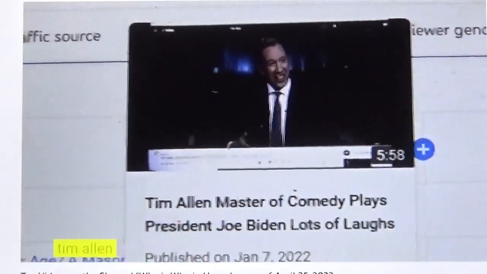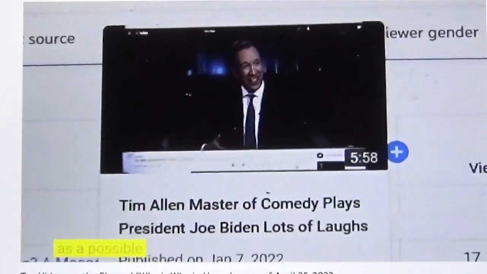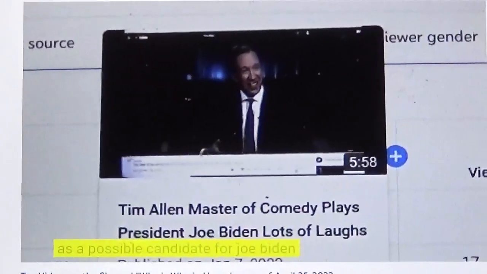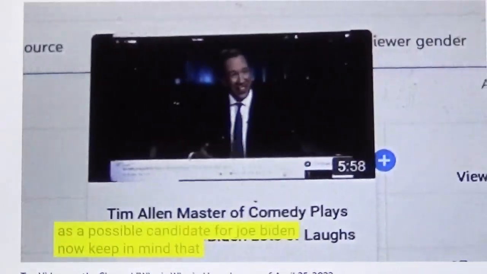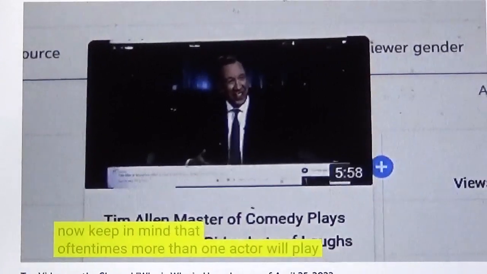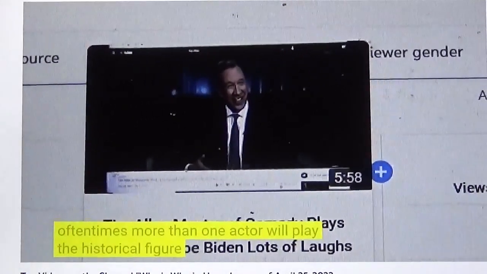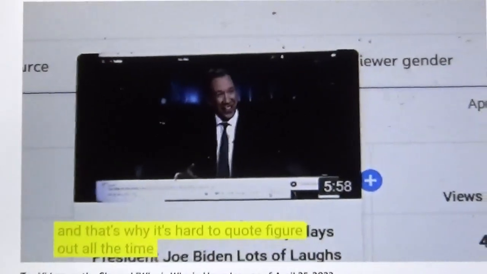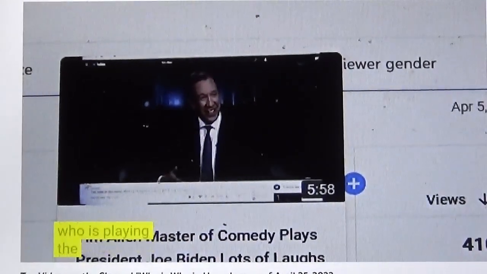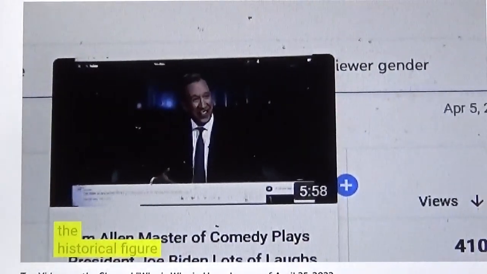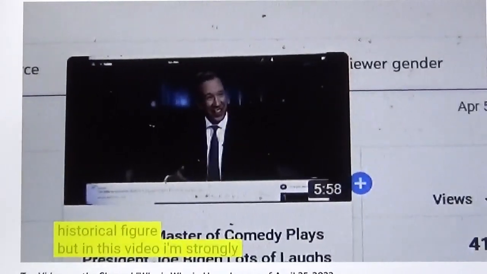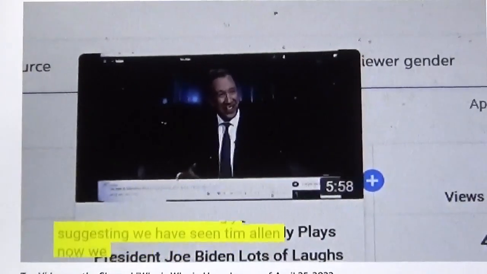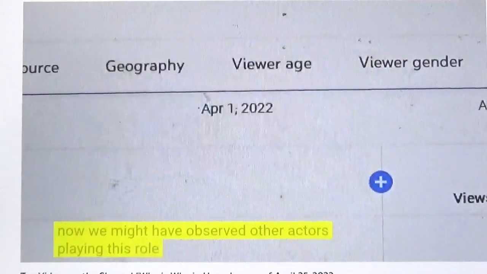Tim Allen as a possible candidate for Joe Biden. Now keep in mind that oftentimes more than one actor will play the historical figure. And that's why it's hard to, quote, figure out all the time who is playing the historical figure. But in this video, I'm strongly suggesting we have seen Tim Allen. Now, we might have observed other actors playing this role.